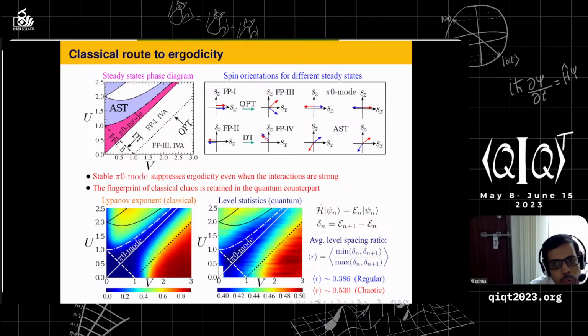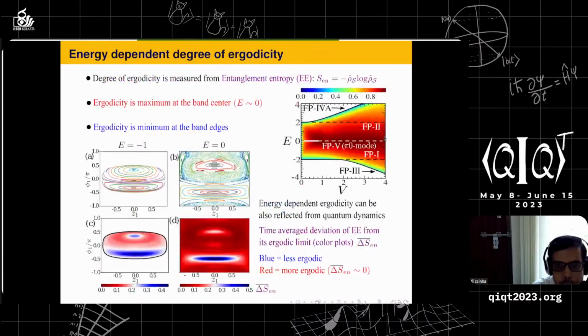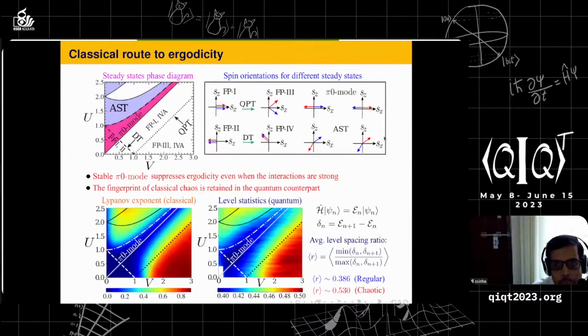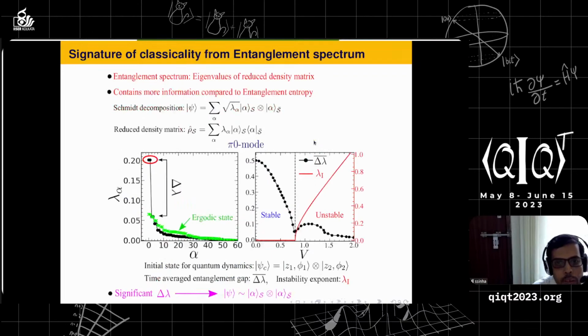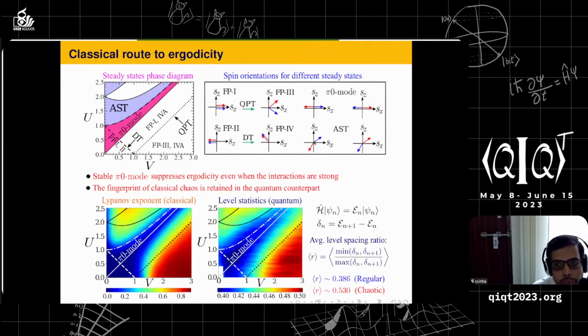Apart from that, there is also another type of transition, which is a bit delicate, but I just want to mention it. There is a scar of this unstable antiferromagnetic state. This state also appears as a bifurcation. So there are lots of bifurcations, in fact, in these dynamical equations.